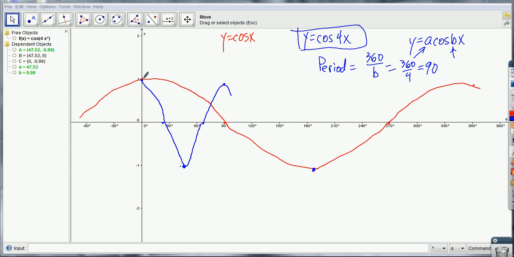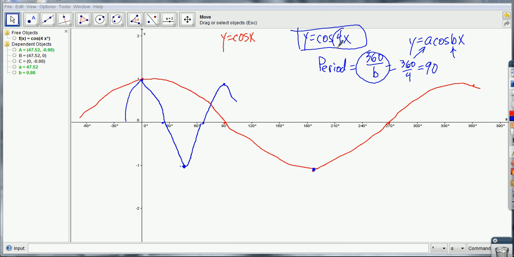See, it does the same thing, right? From here, it keeps on going like that. But it basically does the same thing as this, except what you do, you squish it in. So it does the same thing within, what? 90 degrees. How did you know 90 degrees? Because it's the period divided by that number right there.